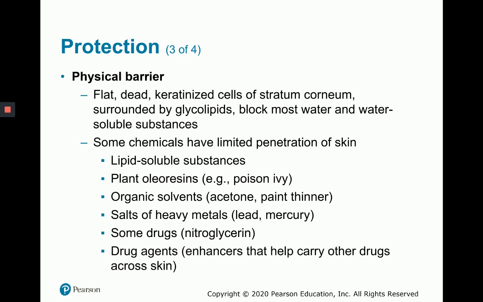And then some of the chemicals that could come or be put on your skin have very limited penetration of the skin. It's hard for lipid-soluble substances, other plant lipids or oils, organic solvents, salts, drugs, even drug agents to get too far past the water-insoluble lamellated granules.